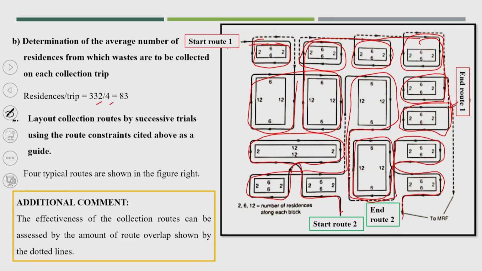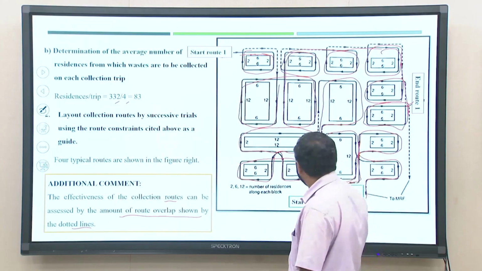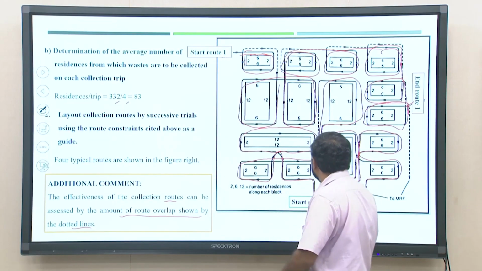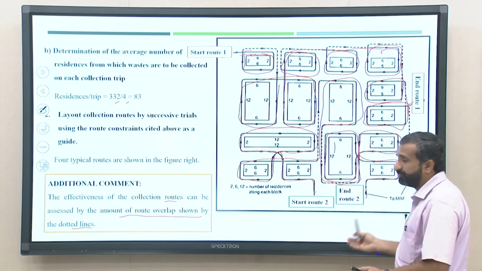I think we have already plotted the routes. The effectiveness of the collection route can be assessed by the amount of route developed by dotted line. In this case you can see there are 2 dotted lines, which means that in both route 1 and route 2, that particular road has to be used multiple times. But I think this route is highly efficient and we can finalize it, and you see in both routes we avoided the U-turns.